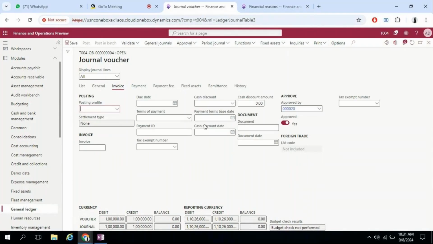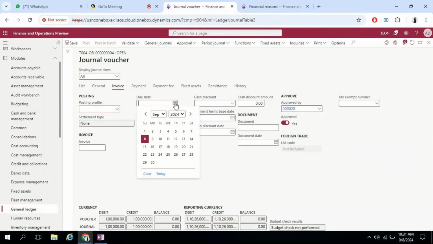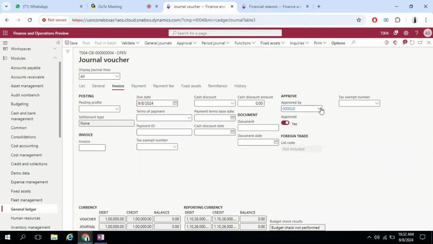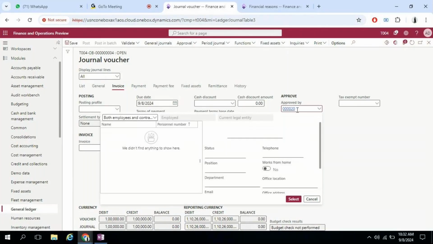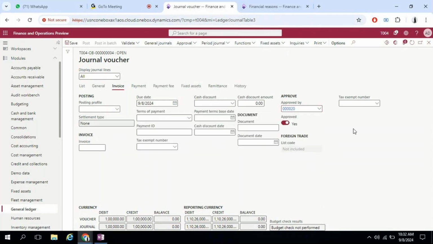Then there is the invoice tab. It is asking for a posting profile. We will come to it when a posting profile is required. There is a due date field. If you want to enter a due date, then you can utilize it. It is approved by a user, means who is going to approve it. So this might be based on my number, the approval number, the approval user ID.